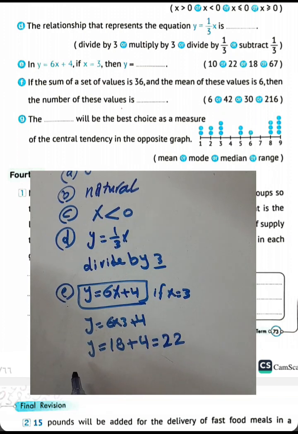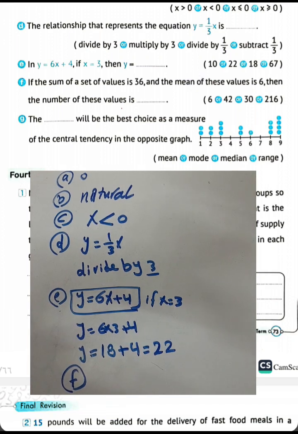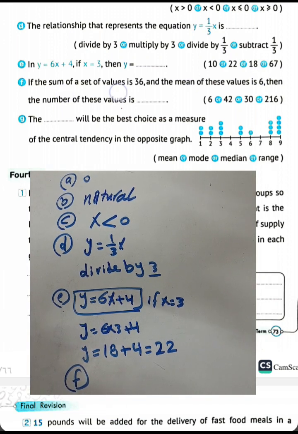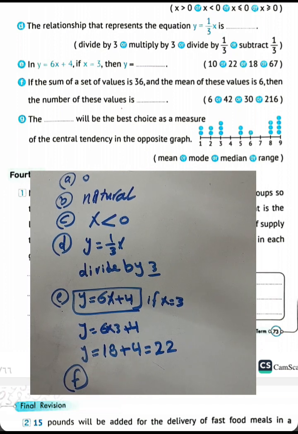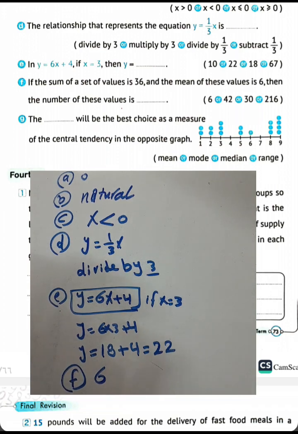Question letter F. The sum of a set of values is 36 and the mean of these values is 6. Then the number of these values, we can find by dividing the sum 36 by the mean 6. 36 divided by 6 equals 6, because the mean equals the sum of all values divided by the number of values.